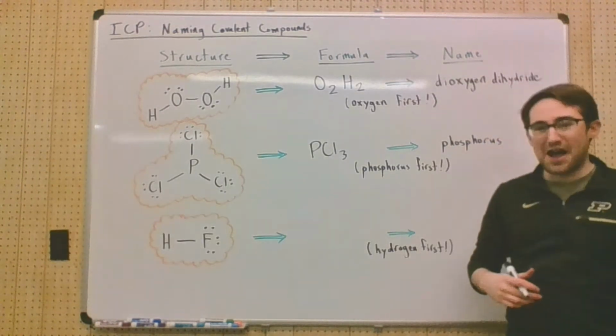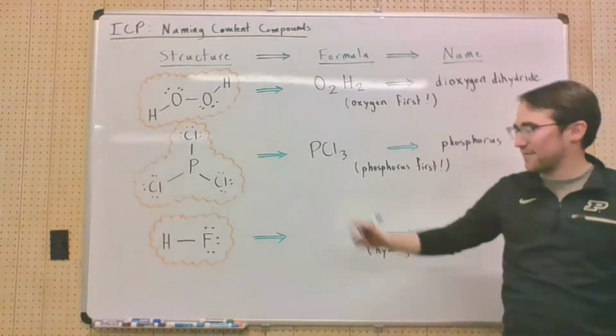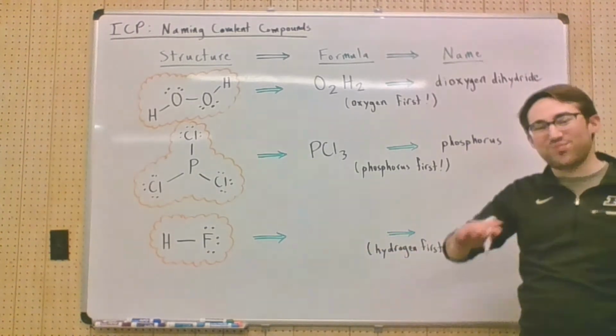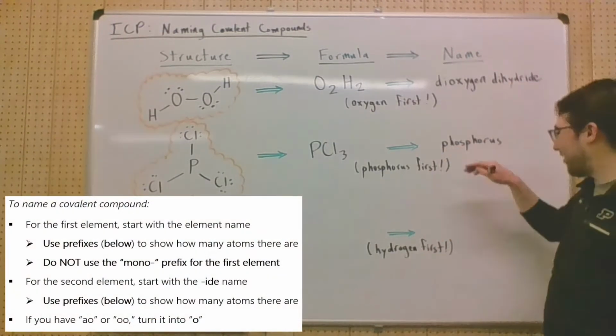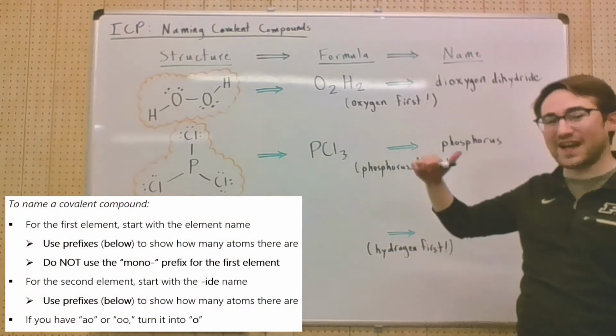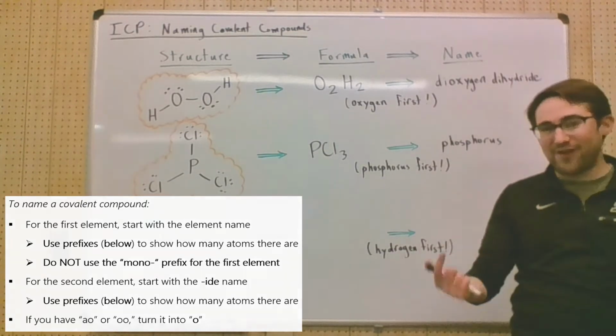Okay. Now, the prefix for this could be mono, because I've only got 1 of them, but we never use mono for the first element. So I don't want to do that. I don't want it to be monophosphorus. We only use mono if the second element shows up only once. So this is just going to stay phosphorus.